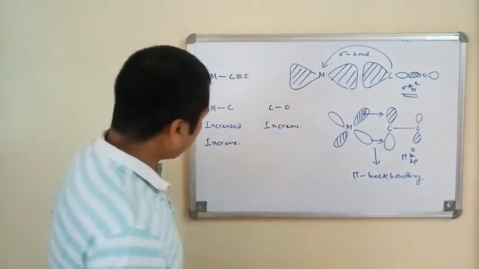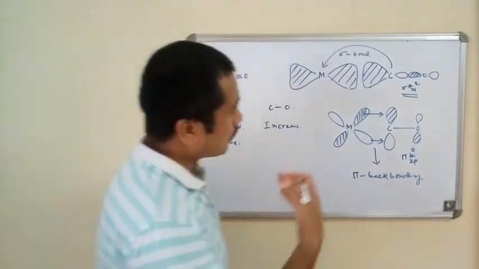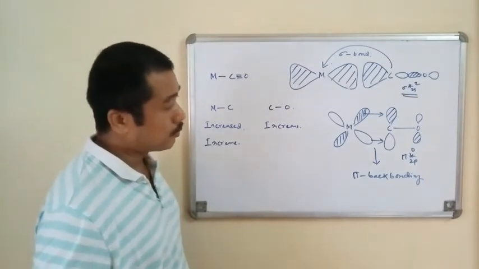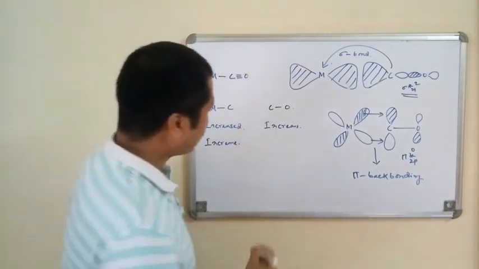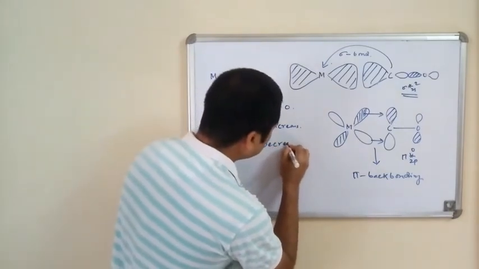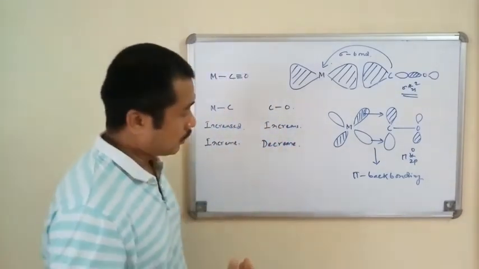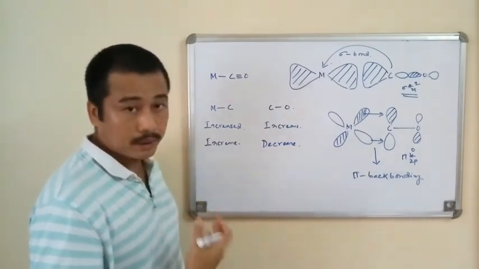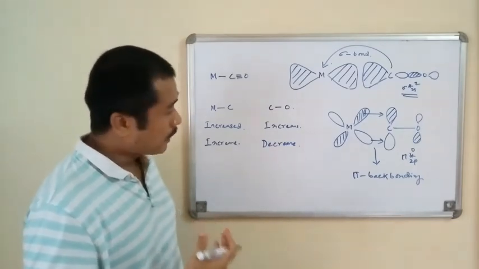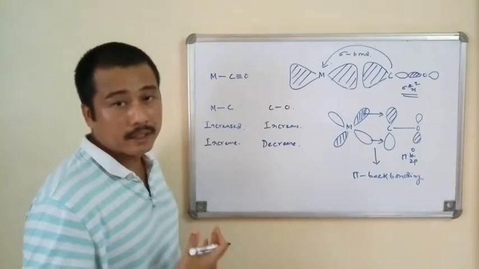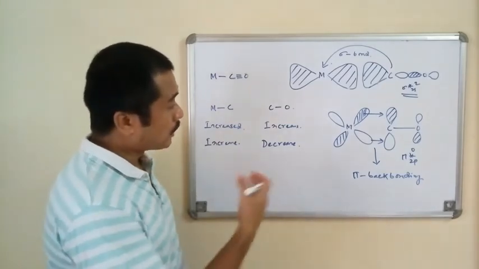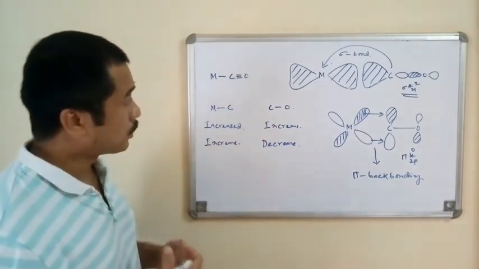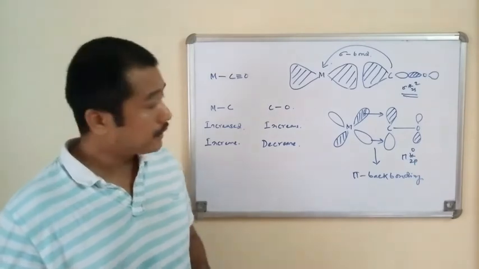As you see, the MC bond order will increase further upon formation of this metal carbon monoxide pi back bond, and the CO bond order, because carbon monoxide is accepting electron density in a strongly antibonding pi star 2p molecular orbital, is going to decrease because of this interaction. Upon pi back donation, the CO bond strength is going to decrease, and that is why you will observe a substantial decrease in the CO stretching vibration once metal to carbon monoxide pi back donation happens.